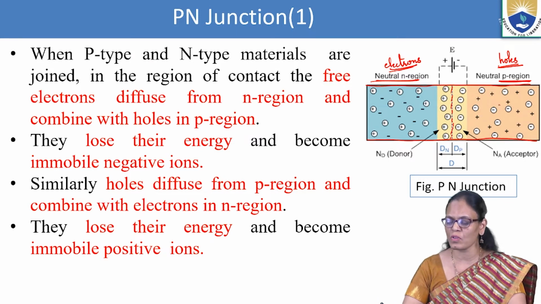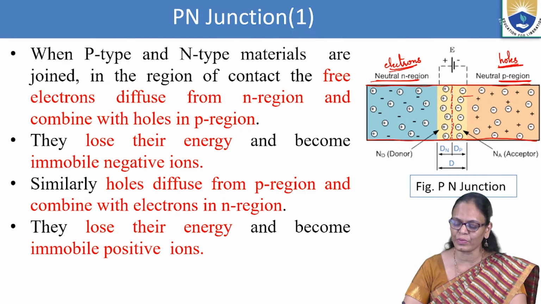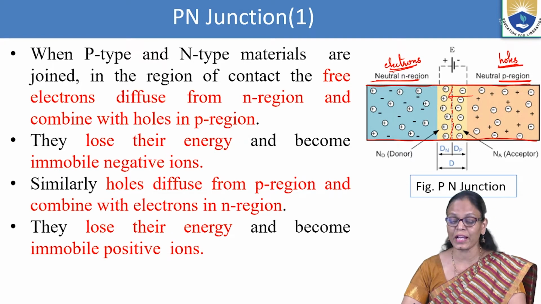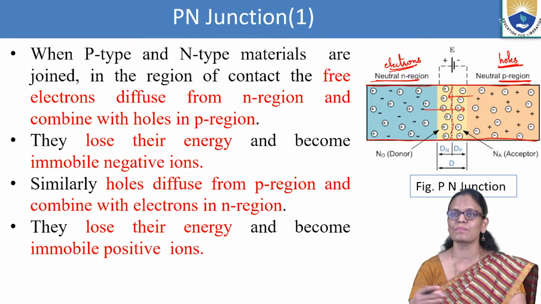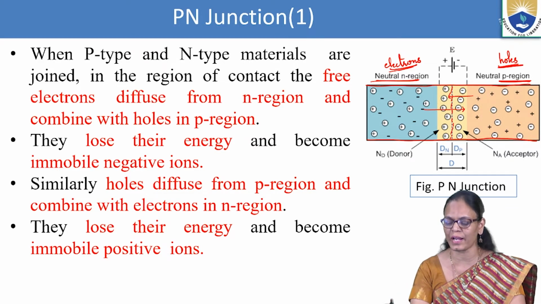Now, because of diffusion, meaning the process of movement of charge carriers from higher concentration to lower concentration, the concentration of holes is more here. The holes will try to diffuse into the N-type, and here electrons are more on the N side, so the electrons will try to diffuse onto the P side. Thus there is movement of electrons and holes across the junction.